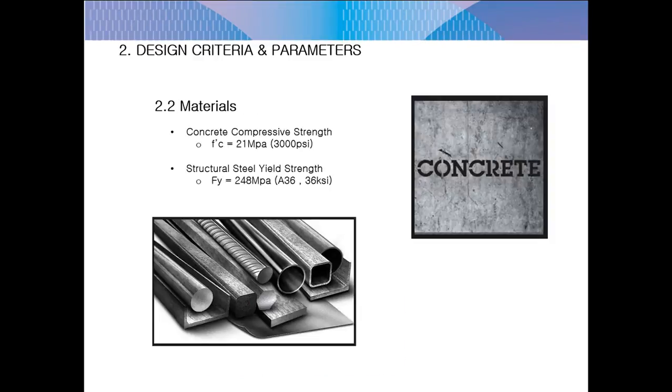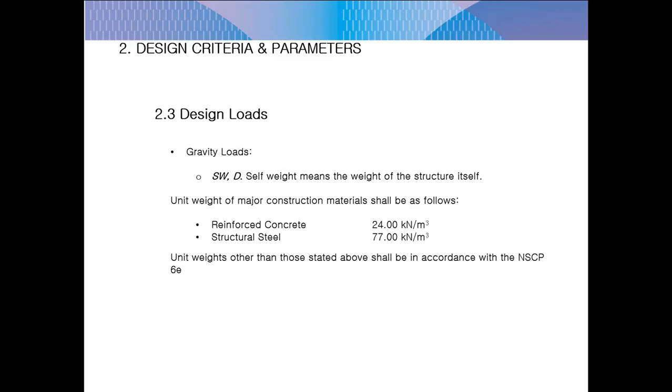The materials that I used in the design of the gable frame: for the concrete compressive strength I used 21 megapascal, and for the structural steel yield strength I used 248 megapascal. For gravity loads, for the self-weight, the unit weight of the concrete used is 24 kilonewton per meter cube. The unit weight for structural steel that was used is 77.0 kilonewton per meter cube.